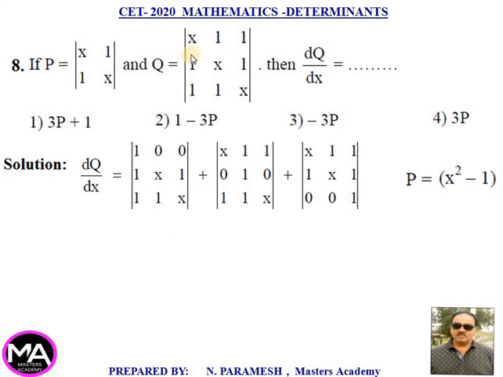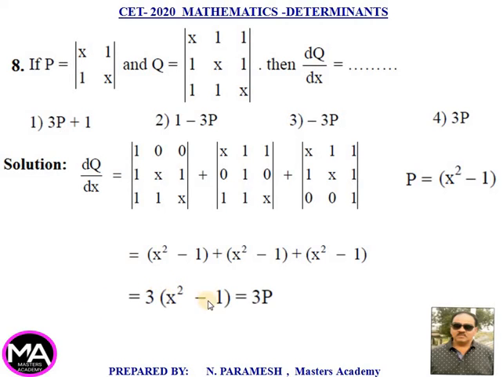Q, differentiate with respect to x. dQ by dx is equal to differentiate first row with respect to x: 1, 0, 0, second and third rows as it is, plus determinant first row as it is, differentiate second row with respect to x: 0, 1, 0, third row as it is, plus determinant first and second rows as it is, differentiate third row with respect to x: 0, 0, 1. Expanding, x square minus 1 plus x square minus 1 plus x square minus 1, that is equal to 3 of x square minus 1. X square minus 1 is nothing but P, so 3P, that is there in option fourth one.